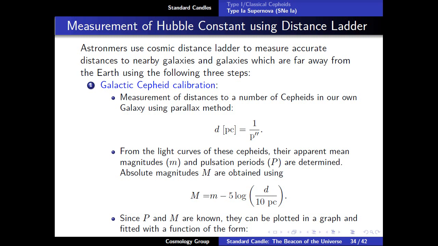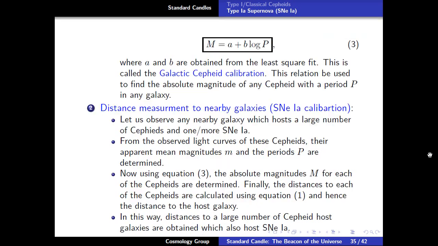And Gaia has provided the parallaxes for a large number of Cepheids in our galaxy, and therefore those can be used to find the distances. Then the same Cepheids are also observed, and from the observed light curves we can find the apparent magnitude and the pulsation periods. Since the distance and apparent magnitudes are known, we can find the absolute magnitude. And since the absolute magnitude and the period are known, they can be plotted in a graph and fitted with a function of the form m equals a plus b log P. This of course depends on the wavelength band. I have not given the subscript lambda here, but this relationship is basically wavelength dependent.